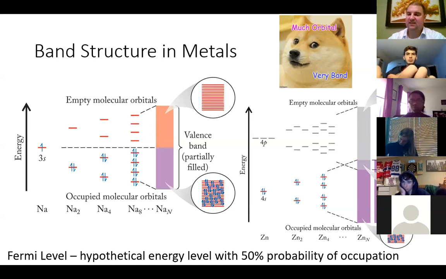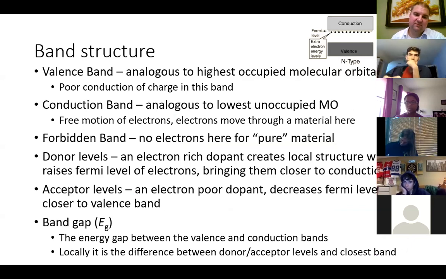Now expanding this and not just talking about metals, but talking about any kind of material. Again, the valence band is analogous to the highest occupied molecular orbital. This is where the electrons are generally going to live. It's hard for electrons to move in this band, so there's poor conduction there. The conduction band is like the lowest unoccupied molecular orbital. This is where free motion of electrons can occur, okay?